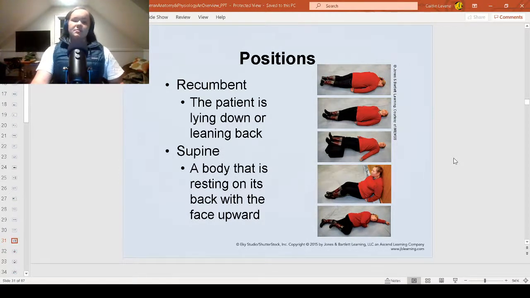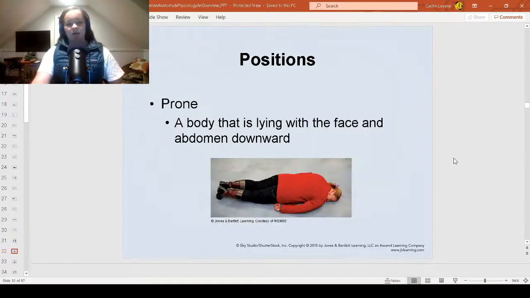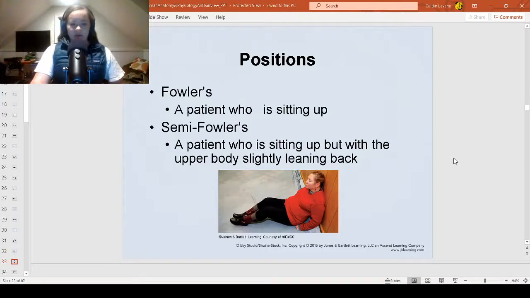The recumbent position is when the patient is lying down or leaning back, as seen in the three examples. Supine is a body resting on its back with the face upwards. Prone is a body that is lying with the face and abdomen downwards. Fowler's position is a patient who is sitting up.